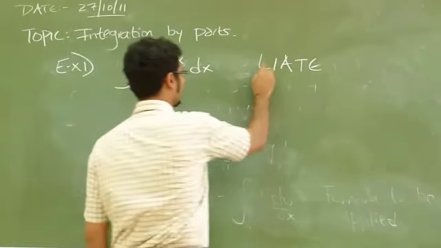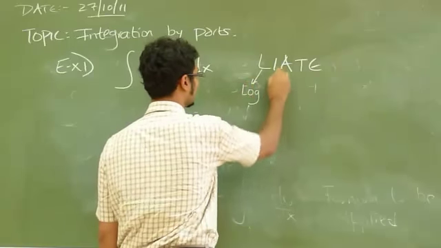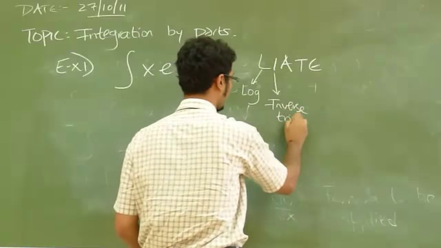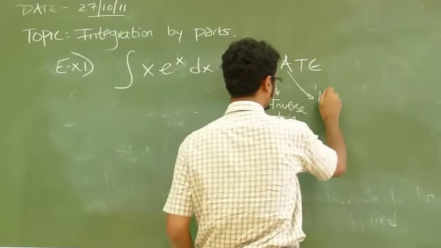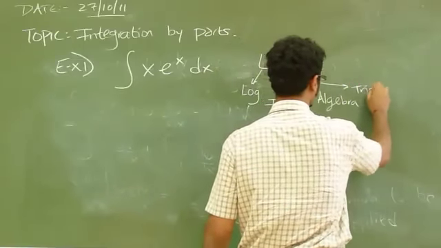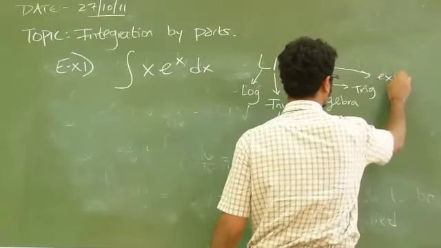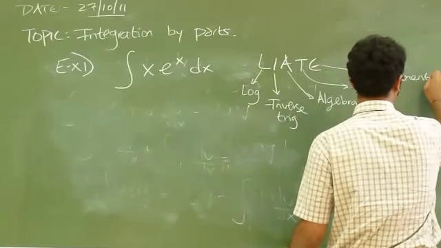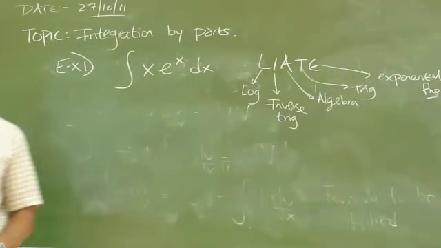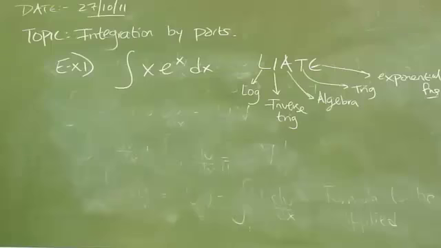The L stands for log, the I stands for inverse trig, the A stands for algebra, so algebraic terms, T stands for trig, and E stands for exponential functions. If you go to different schools, they may have different versions of the I. Maybe they've involved another term also in the I.